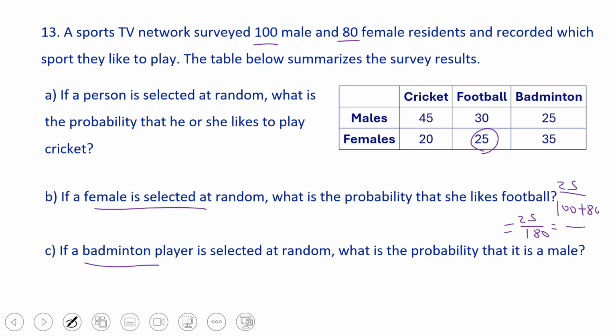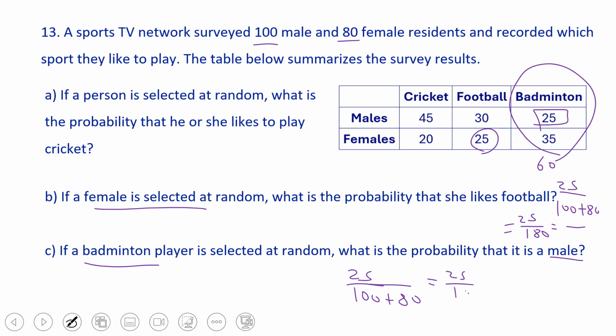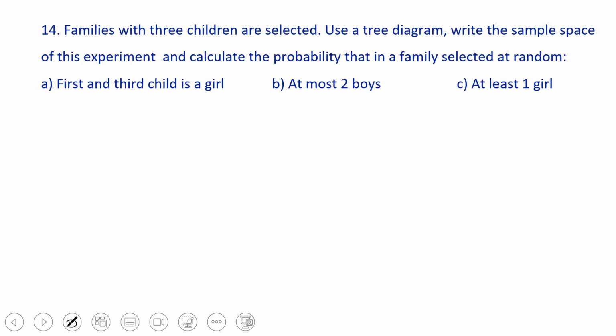Badminton player. So the badminton players are here. How many badminton players? You add this together, you will have 60. And it should be a male, right? So I don't care about male and female. I'm only caring about the male. So I have only 25 playing badminton over the total given, which is 100 plus 80. So you have 25 over 180, divided by 5, so you have 5 over 36. You can change it into a decimal, right?